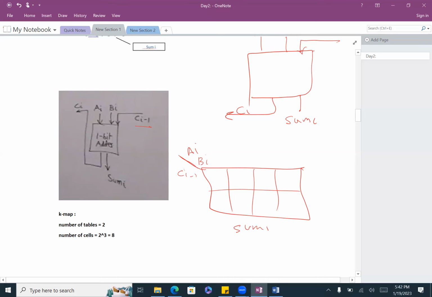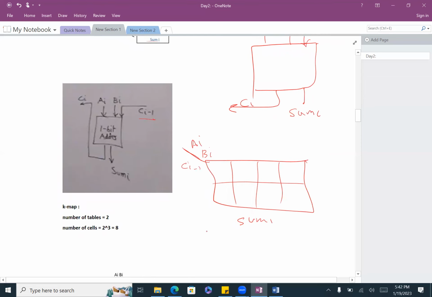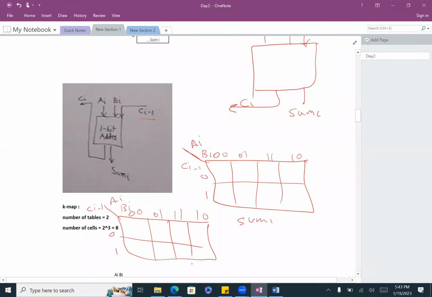Then you will have another table, because I need your answer. It's going to be the same thing. Remember, you will have 0, 0, 0, 1, 1, 1, 1, 0, correct? And we'll have 0 and 1. Same thing here. We'll have A of I, B of I, C of I minus 1. And it will have 0, 0, 0, 1, 1, 1, 1, 0. You have 0 and 1. And that will be for carry I.